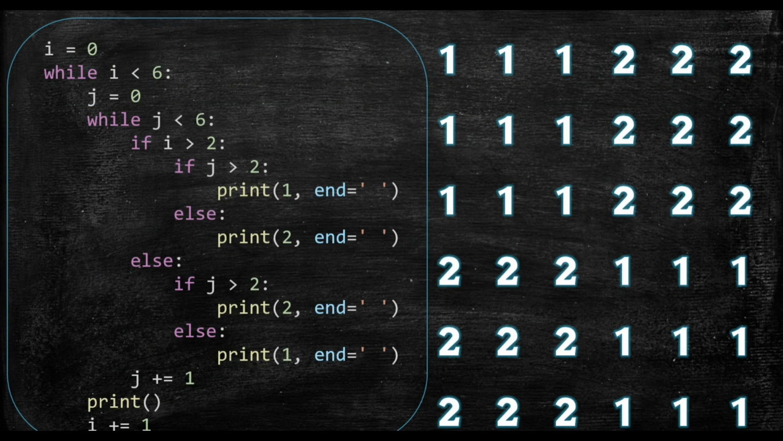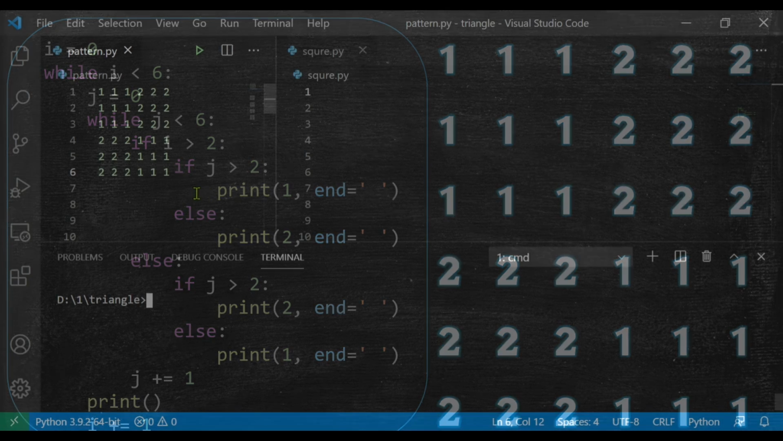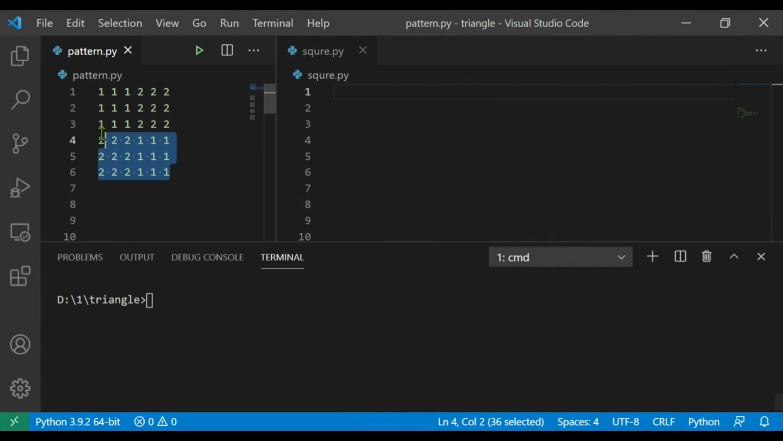In this video tutorial, we will see how to print a number square pattern. Let's move to Visual Studio Code and execute this pattern. We can see here, in this pattern, every line contains 6 number characters. Along with every number character, a space character is appended.